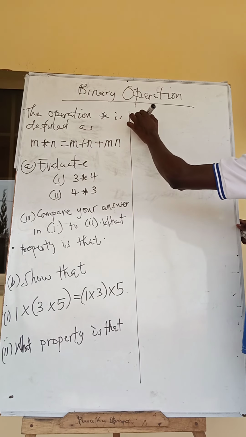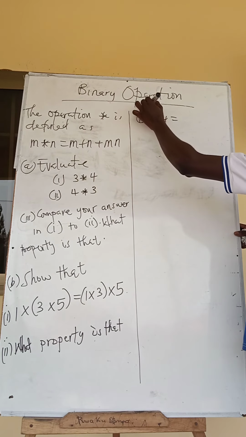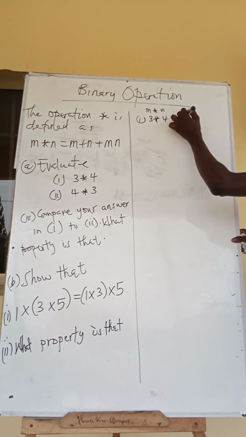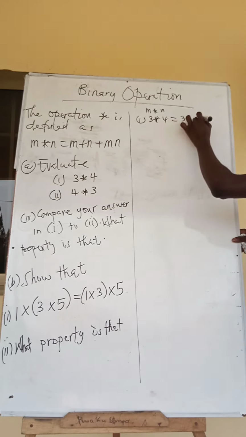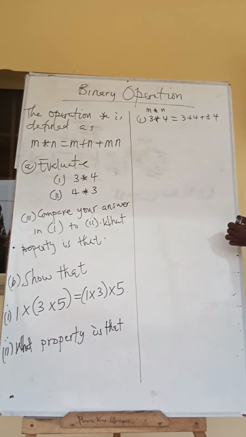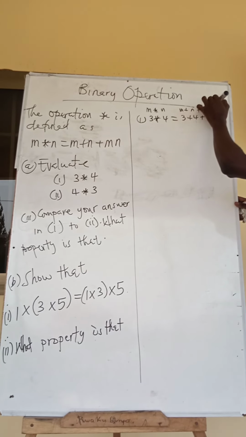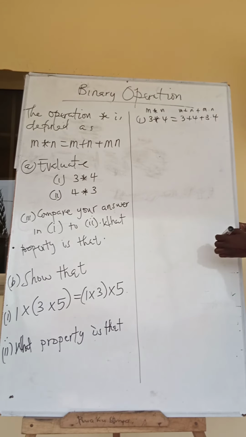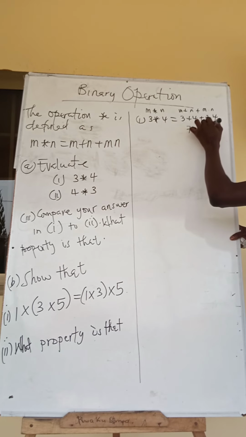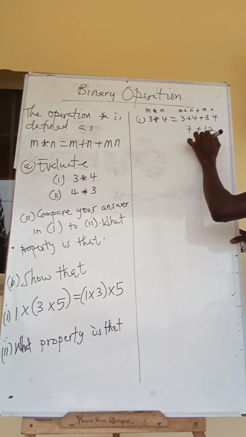So here, first 3 star 4, and it's going to be what? Here you know that your m star n, don't forget this, m star n. So your m is 3, plus n, which is 4, plus mn, which is 3 times 4. So you have m plus n plus m dot n, that is mn. So here your 3 star 4 is 3 plus 4 is 7, plus 3 times 4 is 12. So 7 plus 12 is 19.